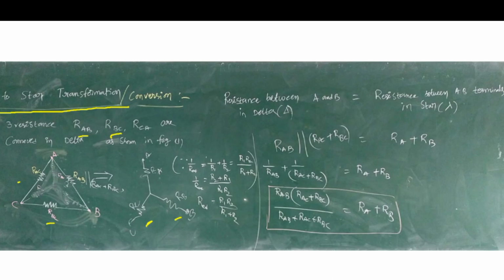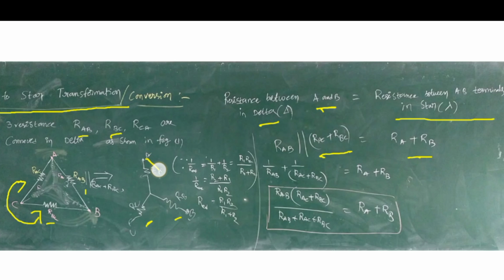In this network, a delta connected network, we are converting into star. The resistance between terminals A and B in delta is equal to the resistance between the same terminals in star. That is, RAB is in parallel with the combination of RAC plus RBC.